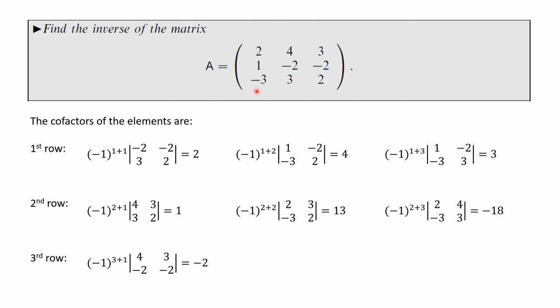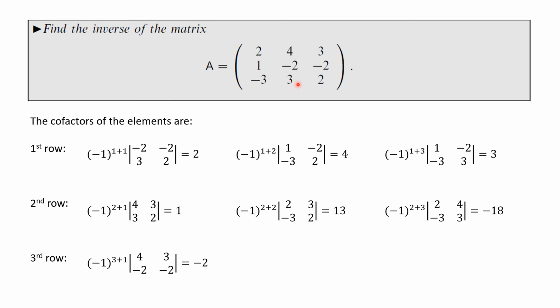For your A31, we have negative 1 raised to 3 plus 1 times the determinant of the square matrix composed of 4, negative 2, 3, and negative 2. Negative 1 raised to 4 is equal to 1 times the determinant of the square matrix. Your cofactor is equal to negative 2.